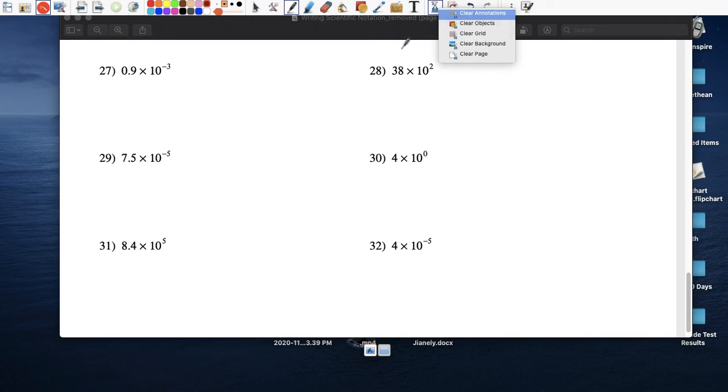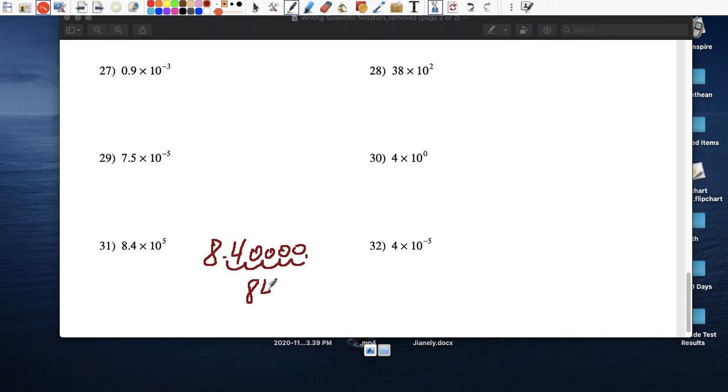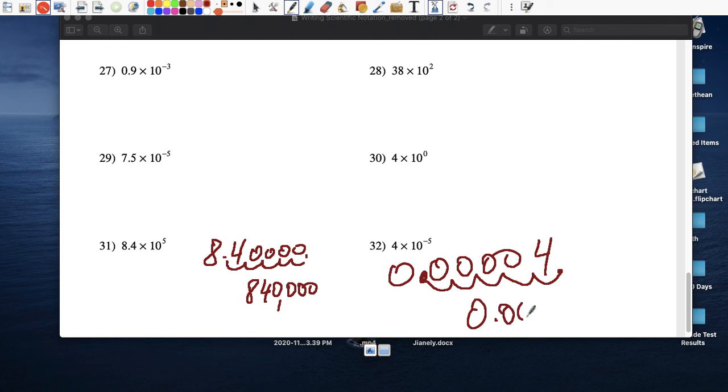And last but not, second to last, 8.4 times 10 to the 5th, it's 1, 2, 3, 4, 5. We're basically adding 4 zeros. And that becomes 840,000. And 4 times 10 to the negative 5. There's a 4. There's a decimal. Let's move it 5 spaces to the left. 1, 2, 3, 4, 5. There's my new decimal location. Let me add some zeros over here. Clean that up. And you get this very tiny, tiny number.